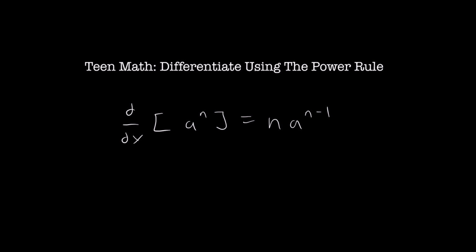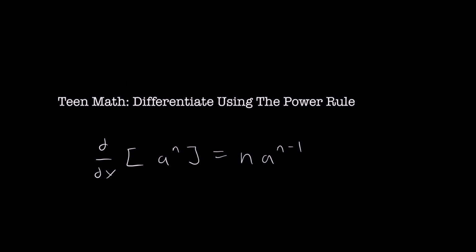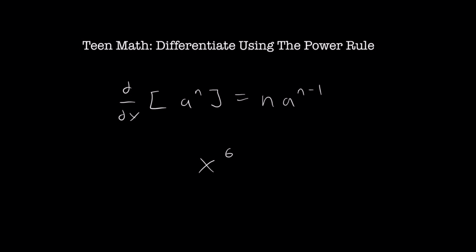So let's put this into context, because it's kind of abstract right now. Let's provide an example so you can really comprehend this information. Let's start off simple. We're just taking x to the 6th power. According to the power rule, to find the derivative of this value, all we do is, in this case, the exponent 6 is n.